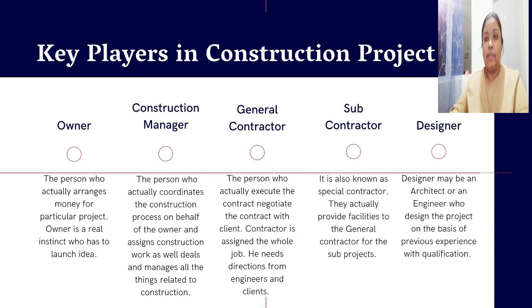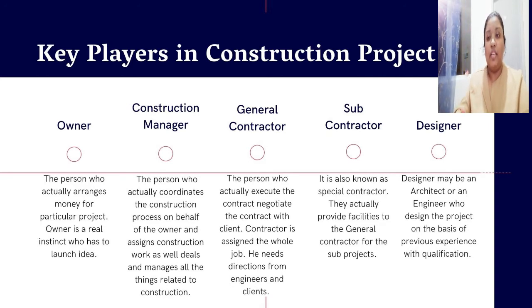Now the third one will be the general contractor. The general contractor is the person who executes what the contract manager has planned, in order to negotiate a contract with the client. The contractor is assigned the whole job. He needs directions from engineers and clients. In simple words, the general contractor is involved in a three-way triangle: there will be a general contractor, a client, and an engineer in order to run this construction project.